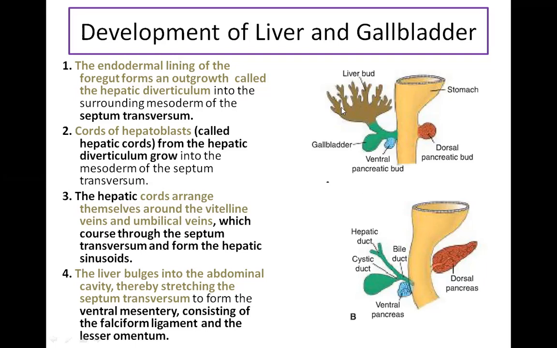So, these hepatic cords, they will arrange themselves around the vitelline veins and the umbilical veins, and these veins were forming the hepatic sinusoids. So, these sinusoids, they are derived from the umbilical veins and the vitelline veins, and they are surrounded by the hepatocytes, which are derived from the endoderm of the primitive gut.